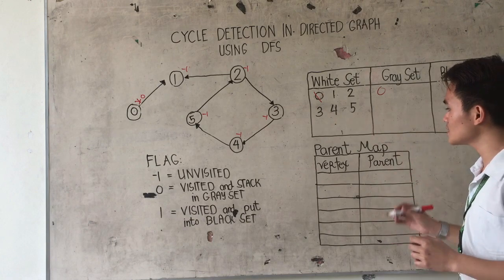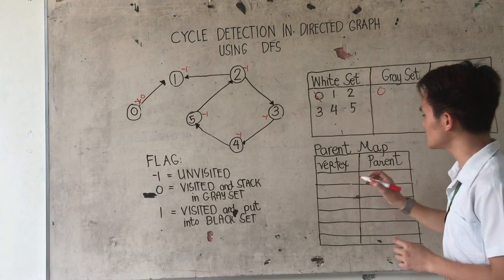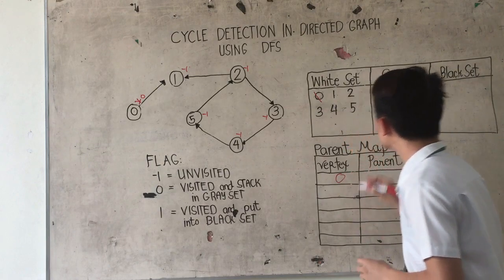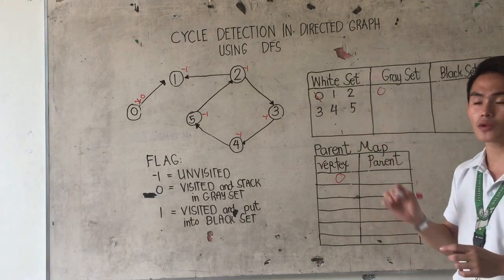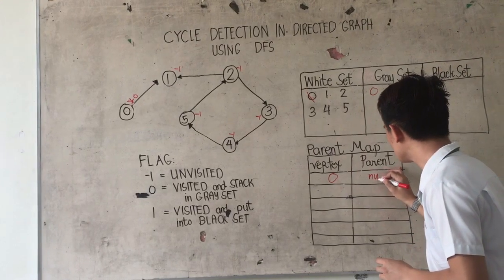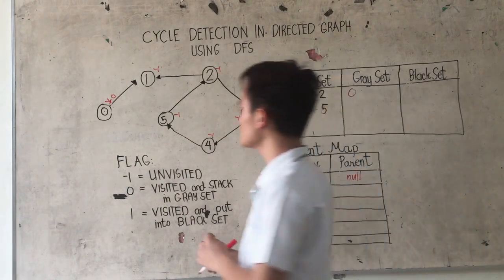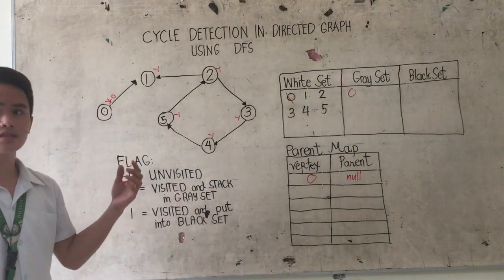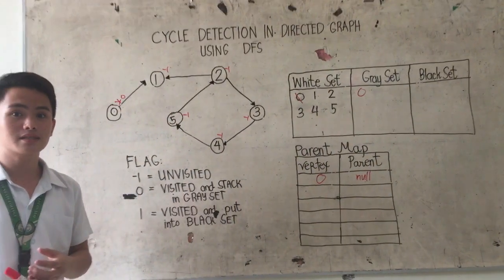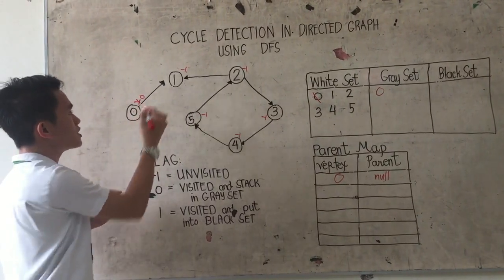And let us not forget the parent map. So the vertex is 0. Since 0 has no parent node, let us write this now, because it has no parent node. And since we have visited 0, let us find its neighbor. So the neighbor of 0 is 1.